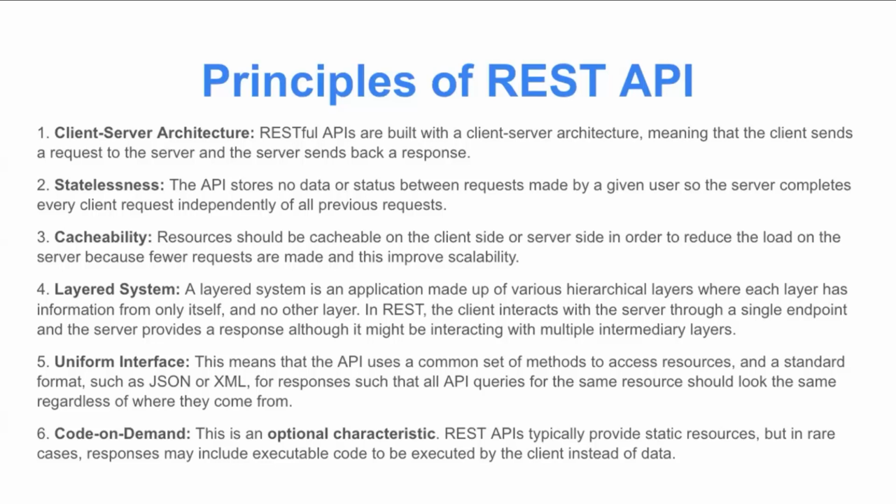A layered system is an application that is made of various hierarchical layers, where each layer has information about only itself and no other layer. This is another principle of the REST API, in the sense that in REST, the client interacts with the server through a single endpoint, and the server provides a response, although it may be interacting with several intermediary layers. These intermediary layers could be, for example, a proxy between the client and the server to improve scalability or security, or a security layer to enhance the system safety.